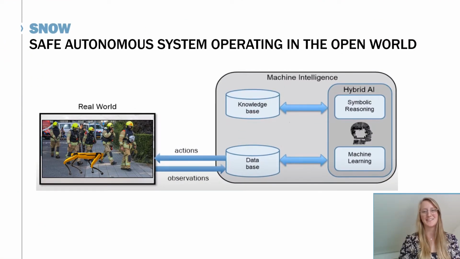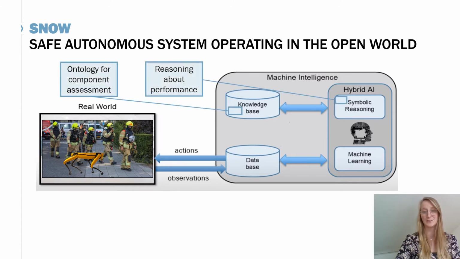In the previous presentation, my colleagues gave an introduction to the SNOW program, the hybrid AI approach we take, and the SNOW use case we will use. In this presentation, I will focus on a part of the knowledge base and the symbolic reasoning, to introduce and explain the ontology we use for self-assessment in the real world.